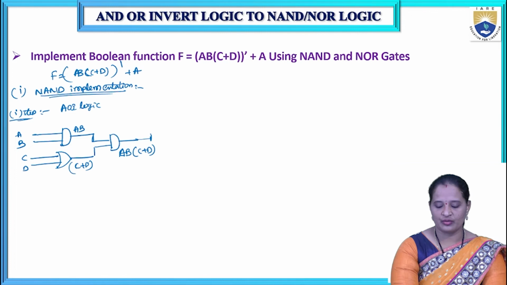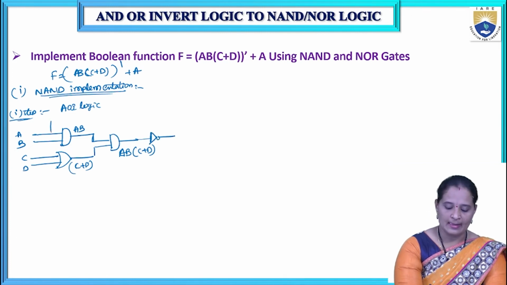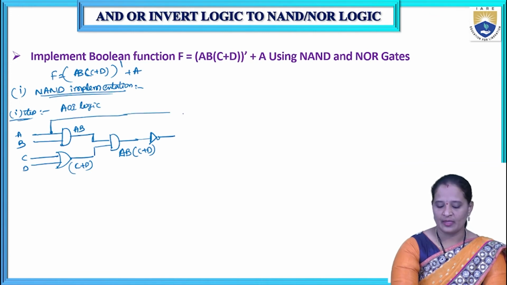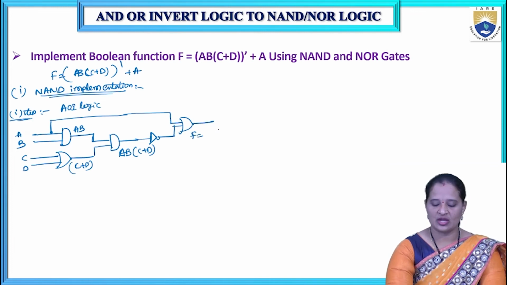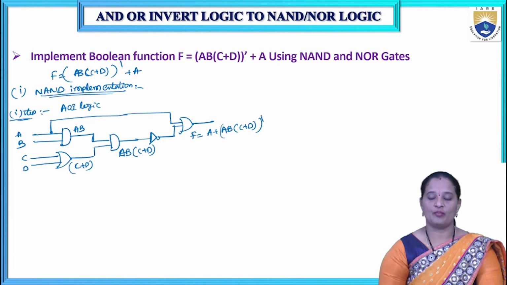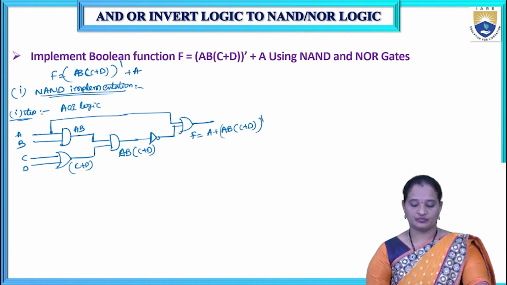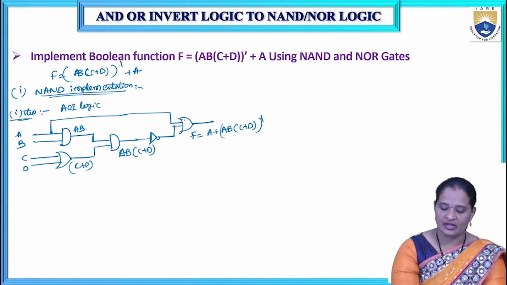AND gate. So that is AB into (C plus D). And I have to get the complement. So for that I am using an inverter. And finally I am taking A. Okay. And then I am giving it to an OR gate. So this is the output. So what is the output here? A plus (AB into (C plus D)) whole complement. This is the logic circuit, AOI logic circuit for the given Boolean expression.